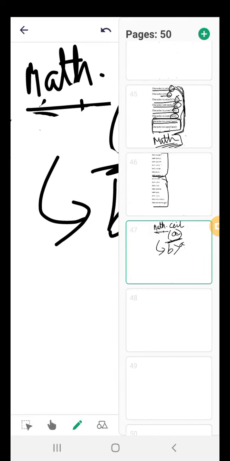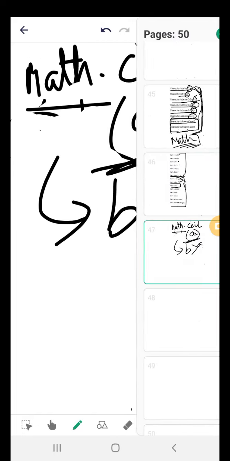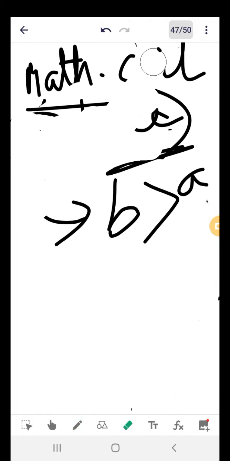Okay, now let's see what's next. These two are done. Next is Math.rint. Now the fun part begins. Okay, let's go for Math.rint.